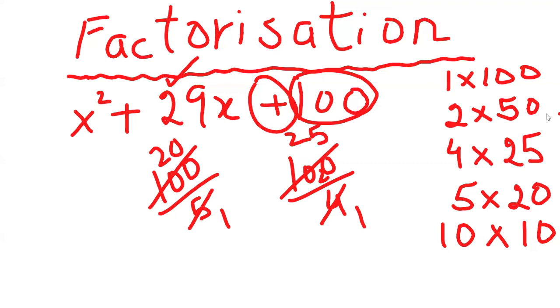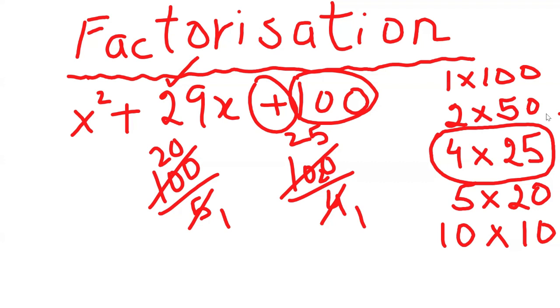First one is not correct. Second one, 2 multiplied by 50. No, you will not get 29. 50 plus 2 will not give you 29. What about the third choice? 4 multiplied by 25. This is the correct one. When you add them, 25 plus 4 will give you 29, and 29 is the middle term. So 4 multiplied by 25 is the correct choice.